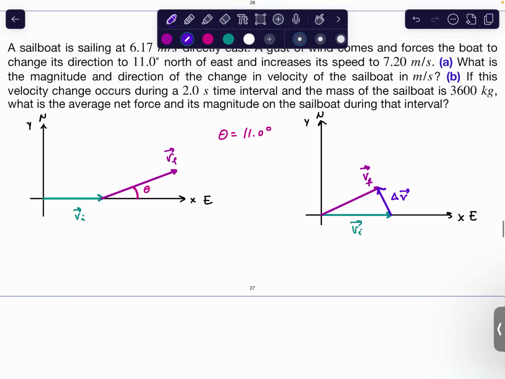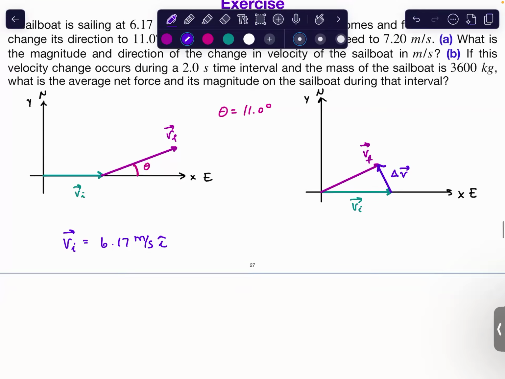Okay, so what we really want is two vectors here. The first one is easy. Your initial velocity is 6.17 meters per second I hat. You see why? Well, it tells you it's going due east, which means its entire motion is in what dimension? The X direction. So all you have is an I hat. So it's the entire magnitude in that direction. Now I need to figure out the final velocity.